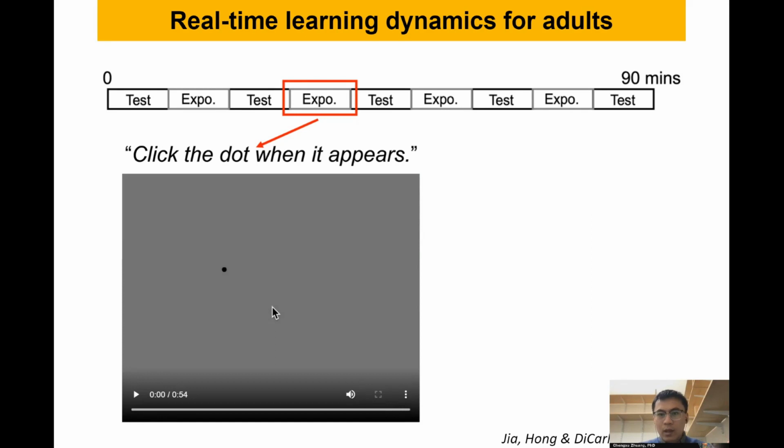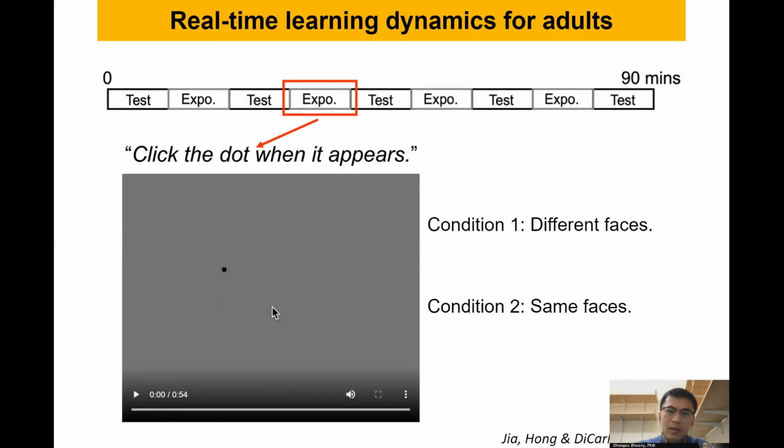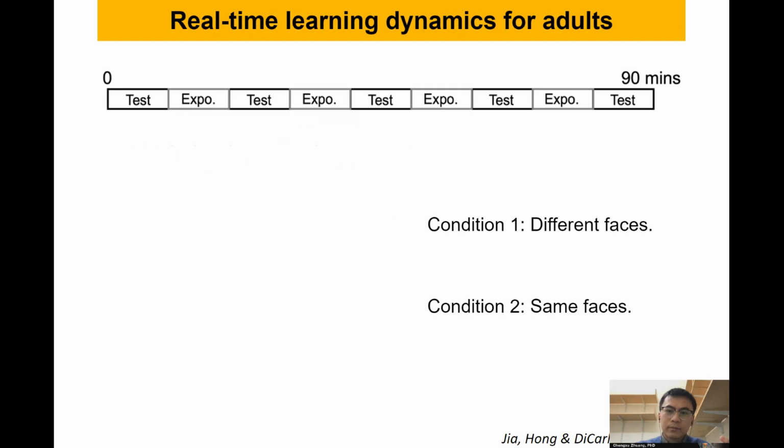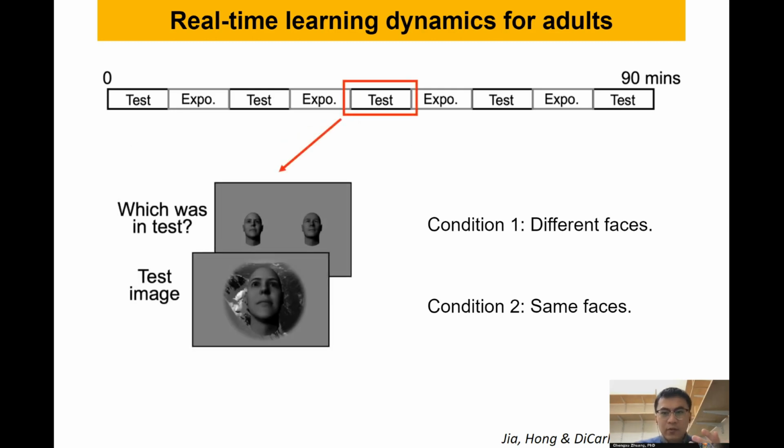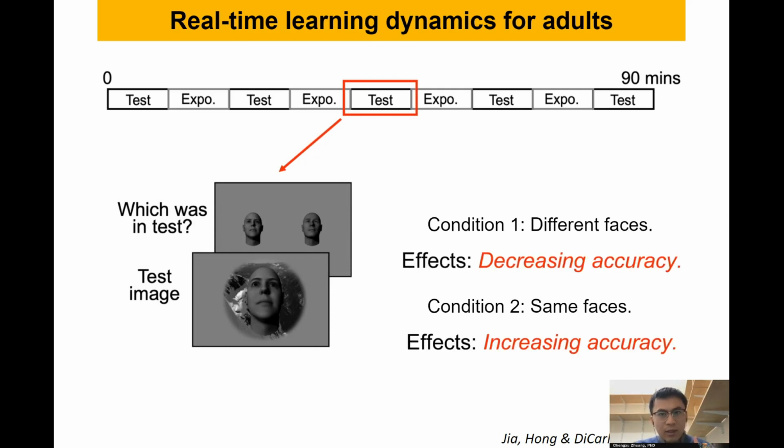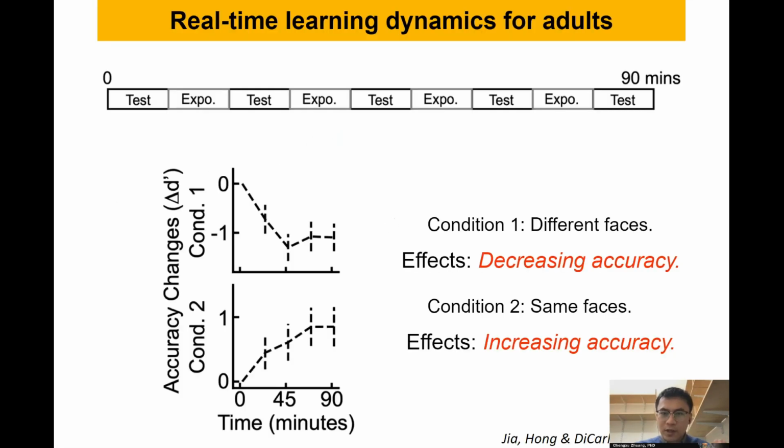And then in this condition, for example, when two faces are used, there will be different faces. Hopefully you can see them. And in another condition, there will be the same faces. So when they look at the different faces, they will be further asked which was in the test phase. And as you can imagine, the different faces will lead to decreasing accuracy. Same faces will lead to an increasing accuracy, which is captured in this figure.